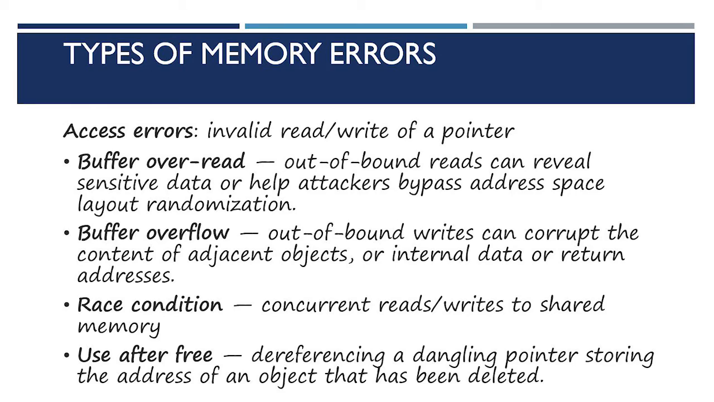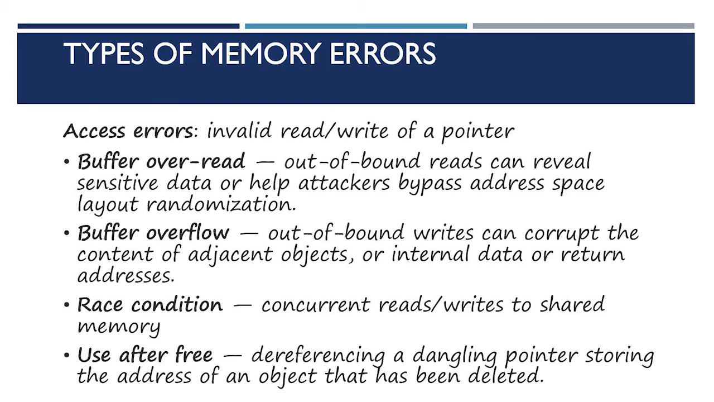So the example of types of memory errors are as follows. In terms of access errors, there are buffer overread, buffer overflow, race conditions, as well as use after free. So what is buffer overread? Buffer overread is out-of-bound reads that can reveal sensitive data. Buffer overflow is out-of-bound writes that can corrupt the content of adjacent objects.